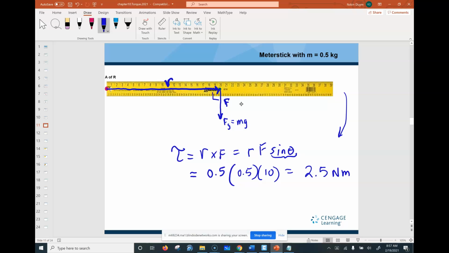Make sense? Why did we do 0.5 two times again? Okay, so this is R because it's halfway. That's where your center of mass acts on a meter stick. So that's half a meter, and then this is the mass up here, and then this is g.